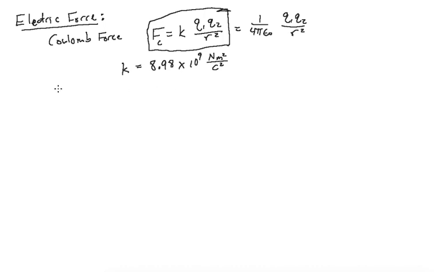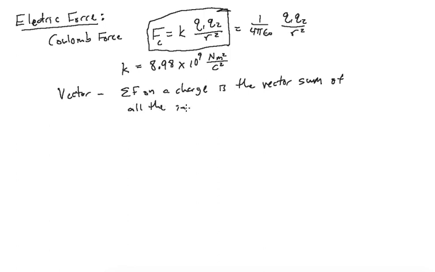This is, of course, a vector. It's a vector, and so it acts like a vector and it adds like a vector. So say you had 5 different charges acting on one charge, the net force on a charge is the vector sum of all the individual forces from all other charges.